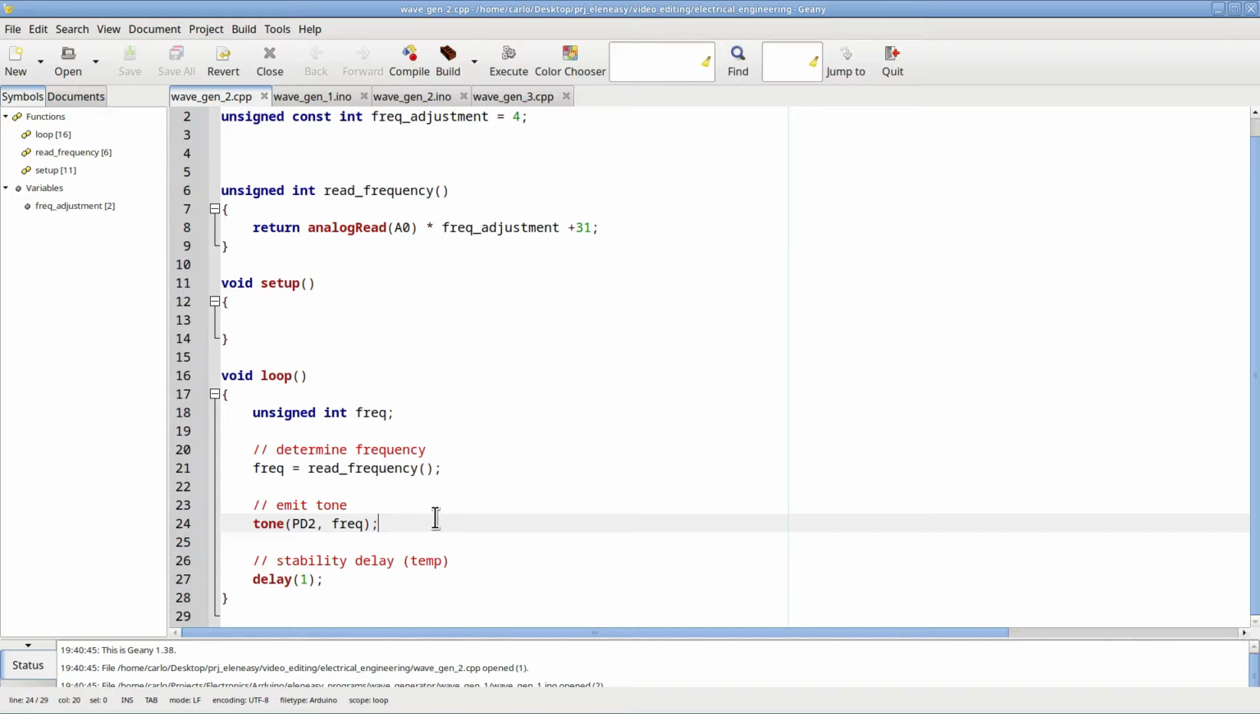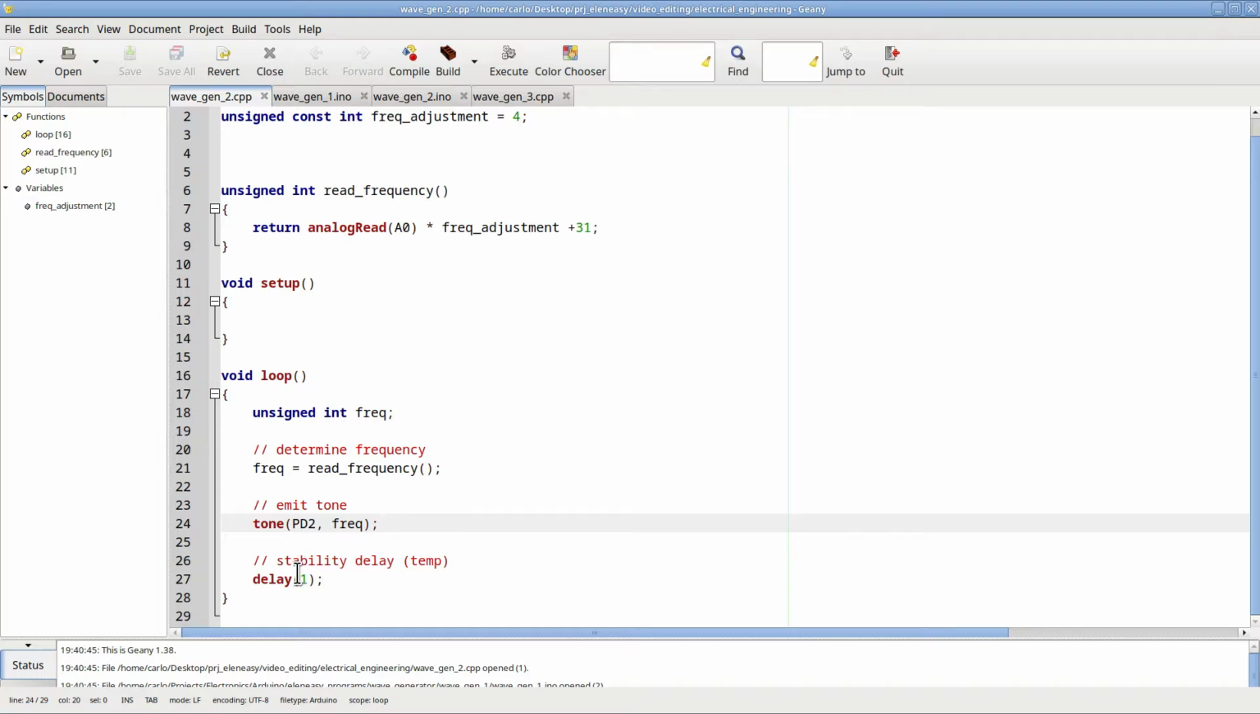After calling tone, there is a call to function delay, passing to it the value of 1 millisecond. This call is not necessary for making the program work, however, it is needed for stability. If we did not put this call, the loop would run too fast, preventing the Arduino from taking time to generate the tone.